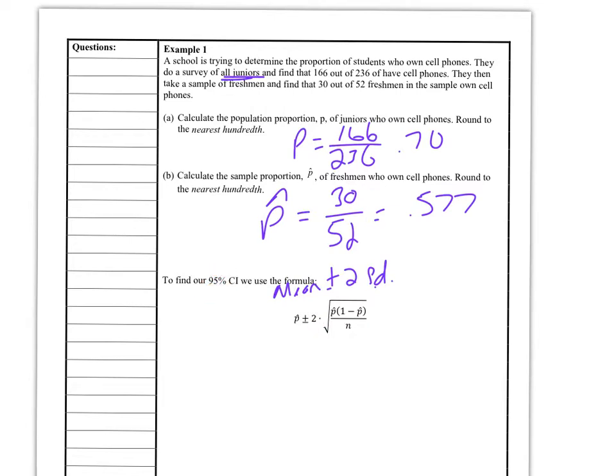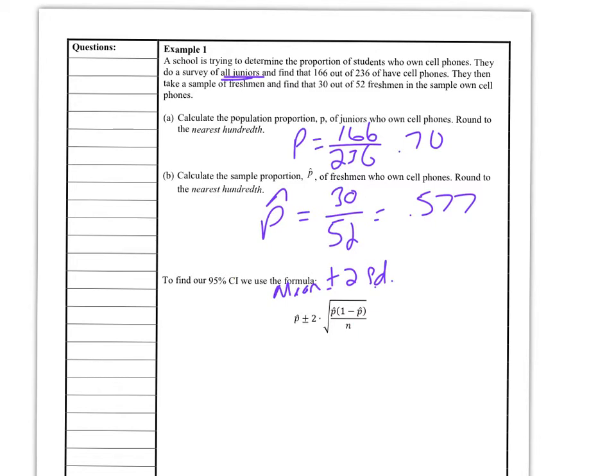Still going to use 2 standard deviations because it's still a 95% confidence interval. And then you have the square root of p hat times 1 minus p hat, some people call that q hat, all over n. That is a formula, unfortunately, that you will need to memorize. I'm sure it won't be that hard once you've done 4 or 5 problems with this. You probably won't even write it down.